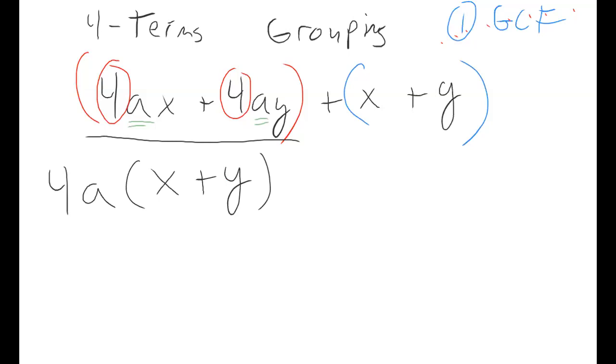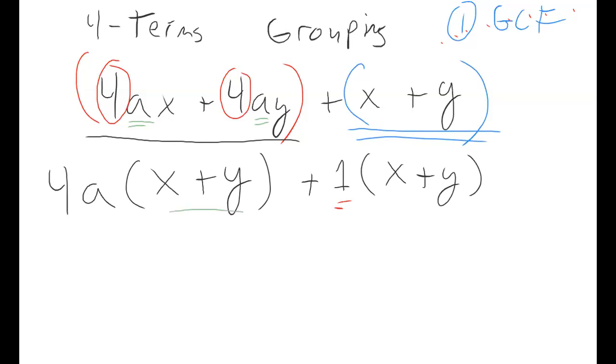Then I go to my second grouping, right? And there's nothing to pull out, right? Because they have nothing in common. So I am going to pull out a 1 as a placeholder, right? Because I have to have something out here. So if there's nothing in common, pull out a 1. Now, if you notice, what's in parentheses is exactly the same.